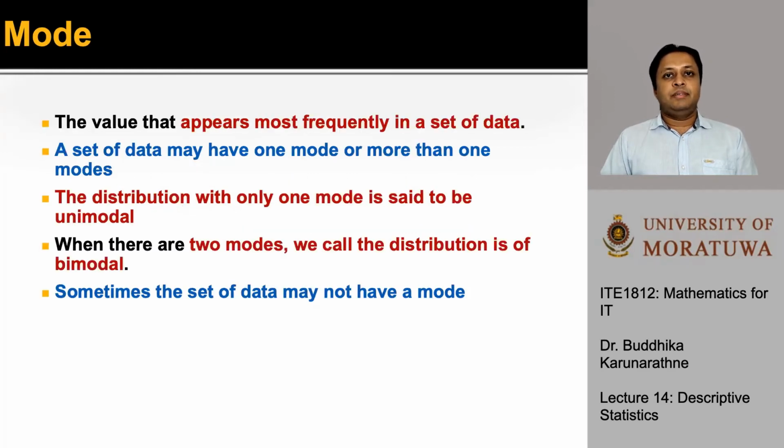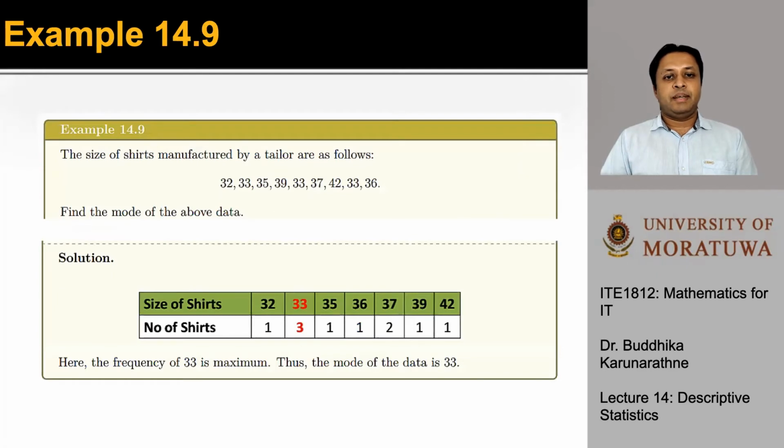Now we move on to the next measure of central tendency, which is mode. So we identify the value that appears most frequently in a set of data. This is identified as the mode. A set of data can have one or more modes. The distribution with only one mode is said to be unimodal. If it has two modes, we call it bimodal. Sometimes the set of data may not have a mode as well. That is also possible.